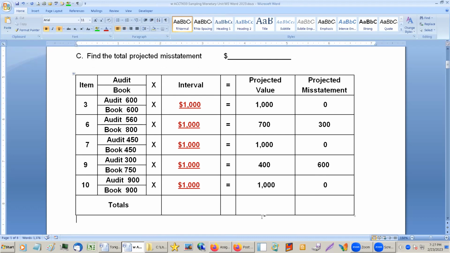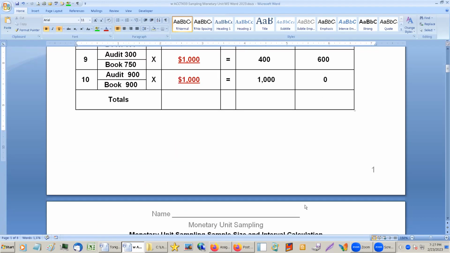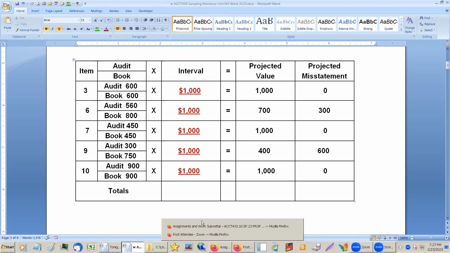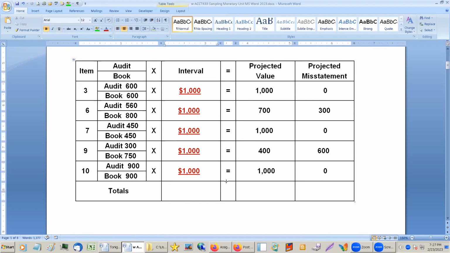Okay. So we looked at this one. If we add up all the intervals, they all add up to the total book value of 5,000. The projected value is 4,100. This is 900. So of this total book value, 5,000, we're saying that the real value is 4,100. That's the projected value, and the projected misstatement is 900.